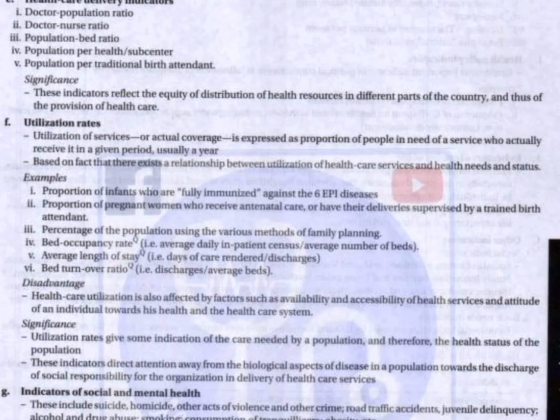Based on the fact that there exists a relationship between utilization of healthcare services and health needs and status. Examples: 1. Proportion of infants who are fully immunized against the 6 EPI diseases. 2. Proportion of pregnant women who receive antenatal care, or have their deliveries supervised by a trained birth attendant. 3. Percentage of the population using the various methods of family planning.